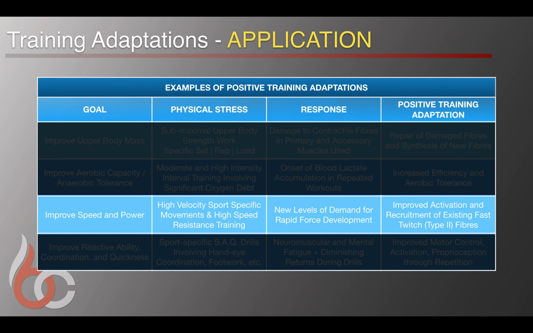So we're going to have these new levels of demand for our body's ability to rapidly produce force or rapidly develop force. Sometimes we call this RFD. So we have a new level of demand for RFD, rapid force development, and as a result, the training adaptation is not necessarily going to be to build more muscle, not necessarily in this particular case, but it is going to be to improve the activation and recruitment of our fast twitch muscle.